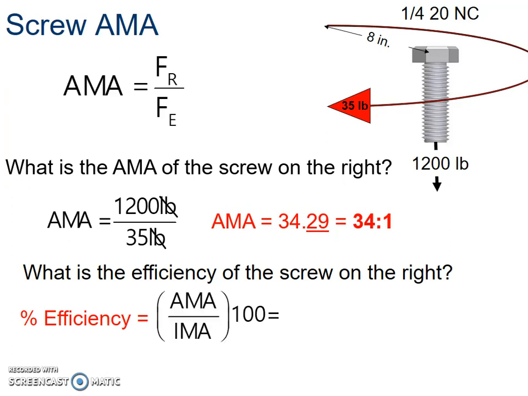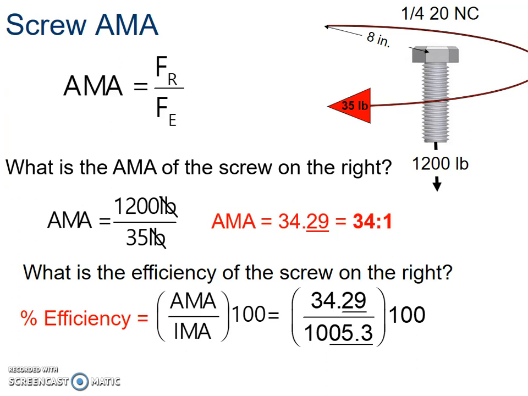The efficiency is, again, 34 over 1,000 times 100, and that's going to give you 3.4%. Why is this so low? This is due to the friction. I hope this helped, and if you have further questions, go ahead and ask your teacher.